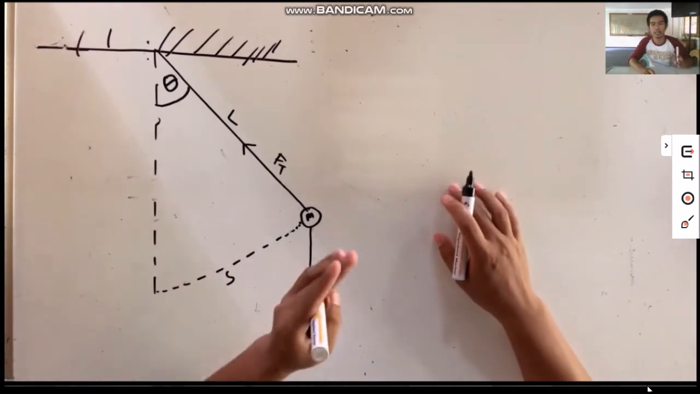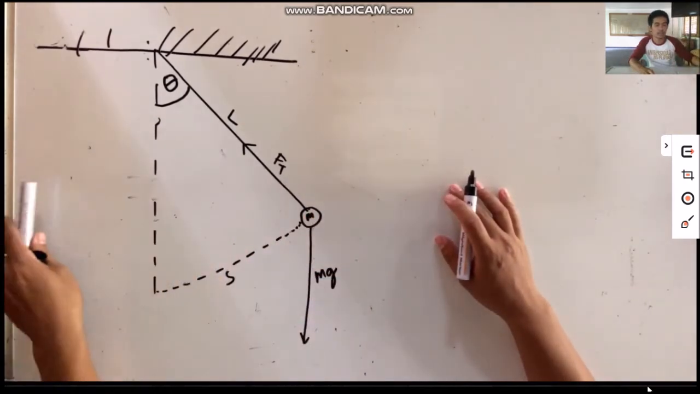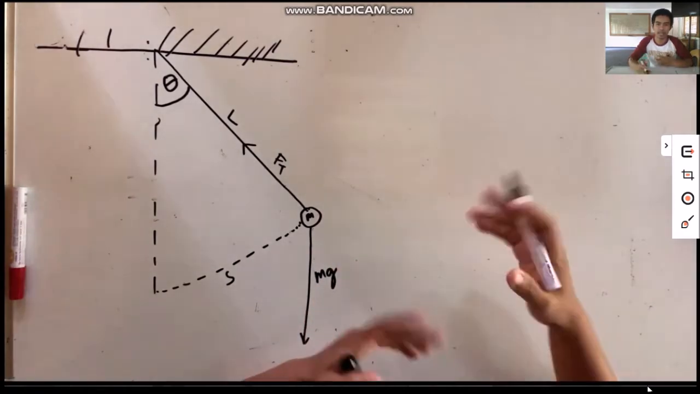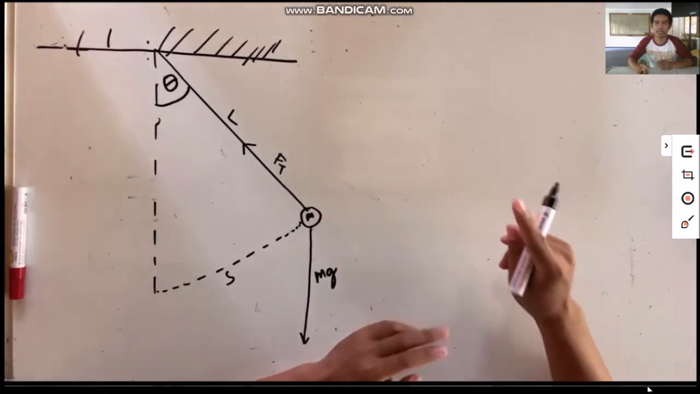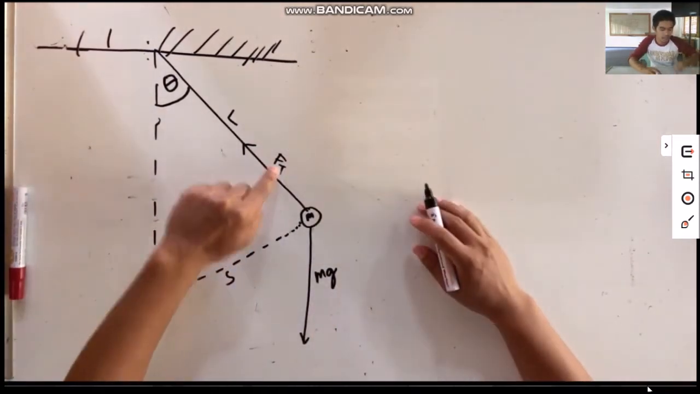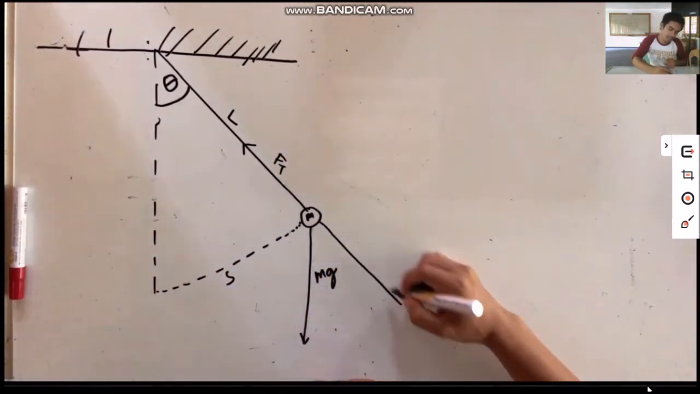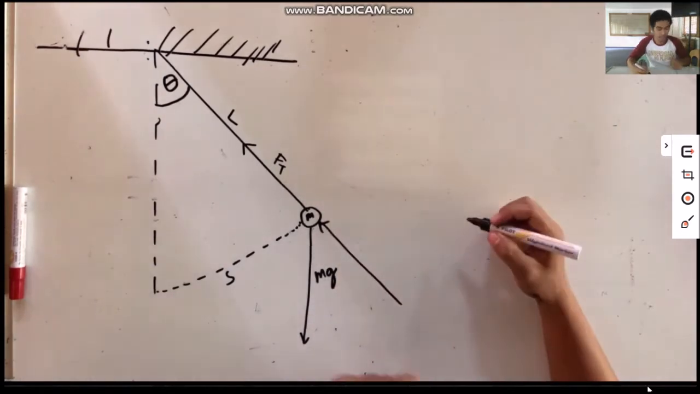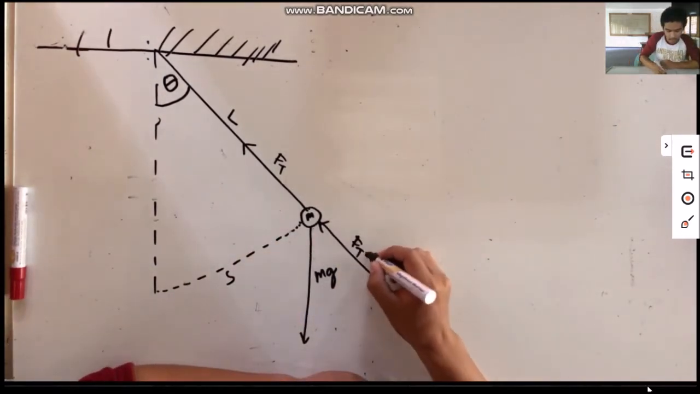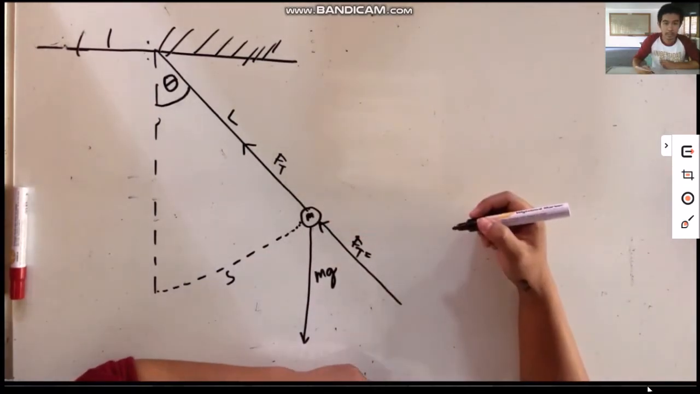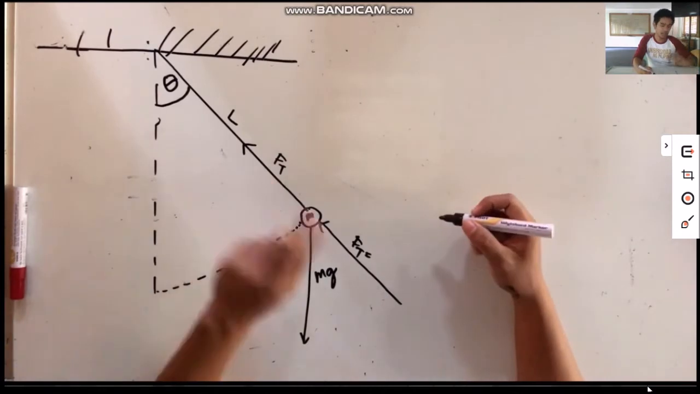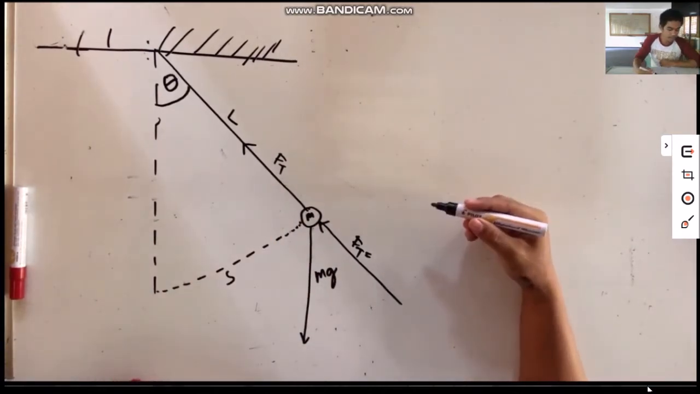And then, if you can still remember, what is a free vector? We can move the vector anywhere in space, provided that the direction and the magnitude are the same. So I will move this force Ft without changing its direction and magnitude. So this is also Ft. So what will be the amount of tension of the string? Let us see later.